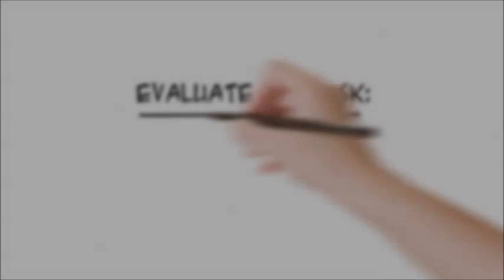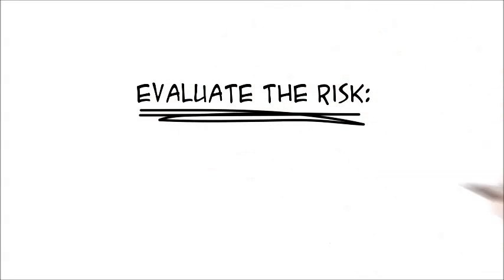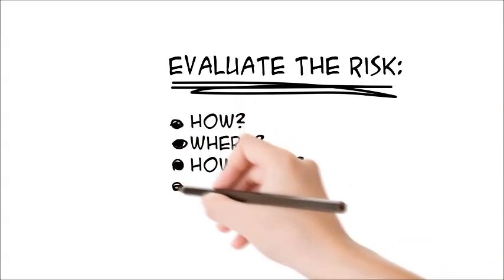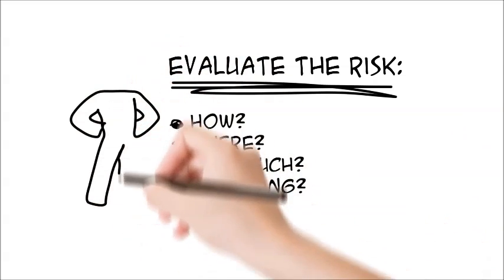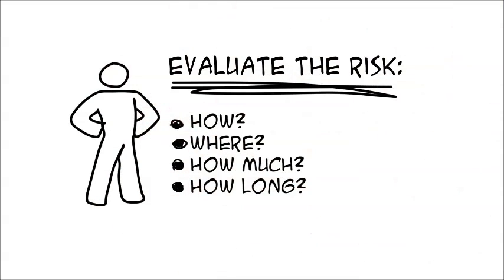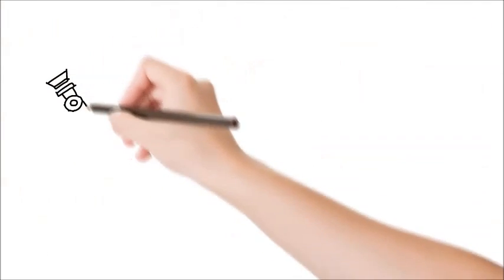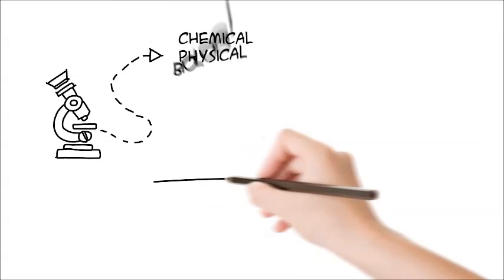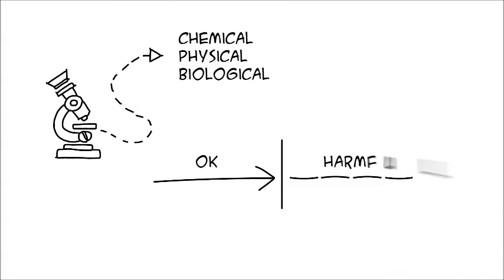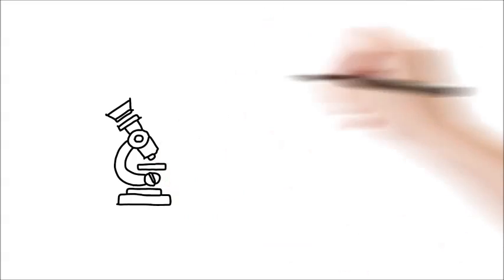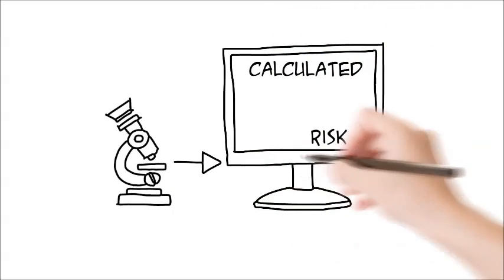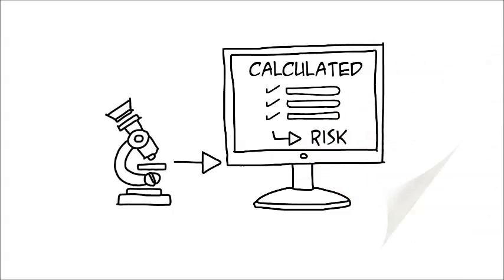To evaluate the risk, we have to take many factors into consideration. How, where, how much and how long one can be exposed to the hazard are all things to be taken into account. Toxicological research can map the potentially harmful properties of a product, be it chemical, physical or biological, and it can also set a limit under which exposure will have no effect. Based on this research, a risk can be calculated based on frequency, conditions, and length of exposure.